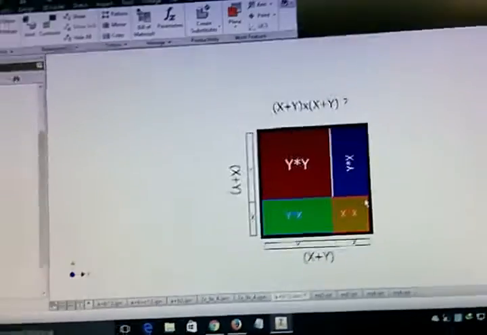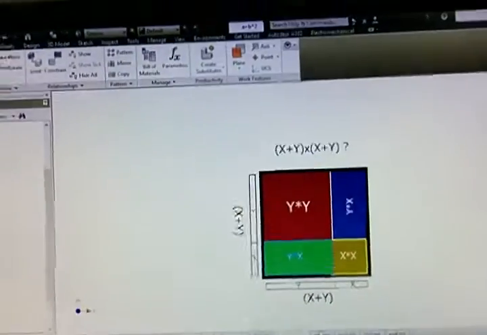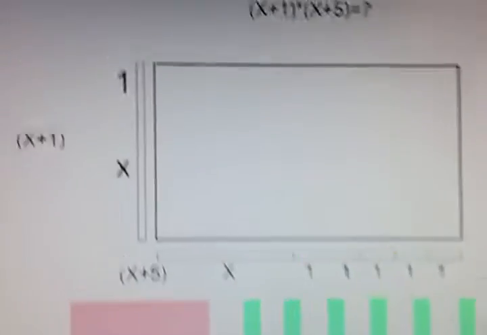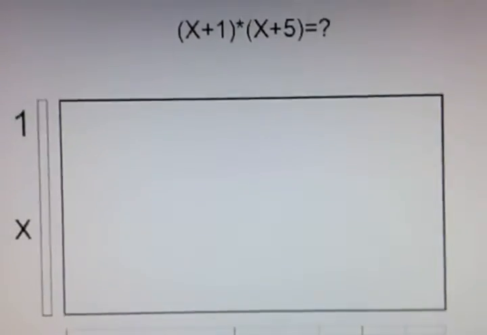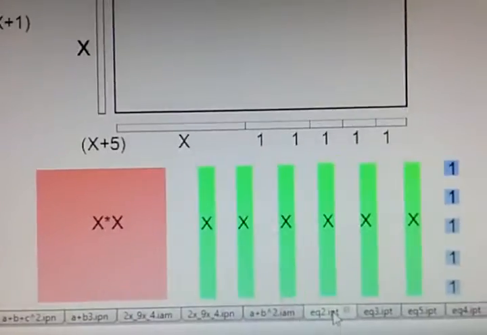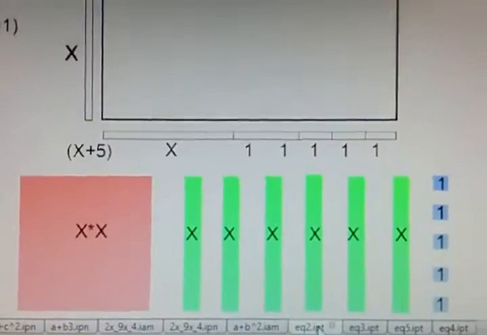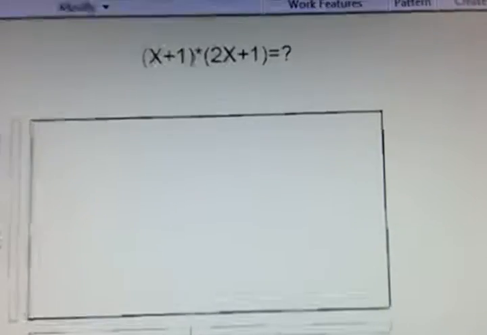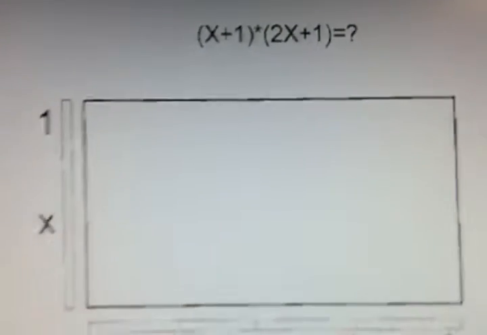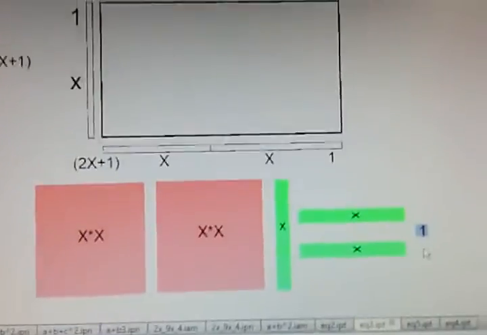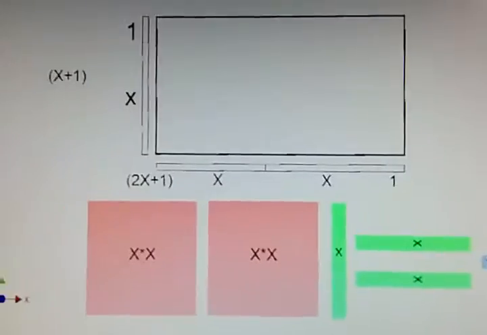During the presentation we were asked to make a few more equations. So here are a few more equations which we made. This equation is (x+1) into (x+5). One side is x+1 and the other x+5, and these are the individual components which the students will have to drag and drop. The next equation is (x+1) into (2x+1). This is again one more frame which students need to fill with the components provided to them.